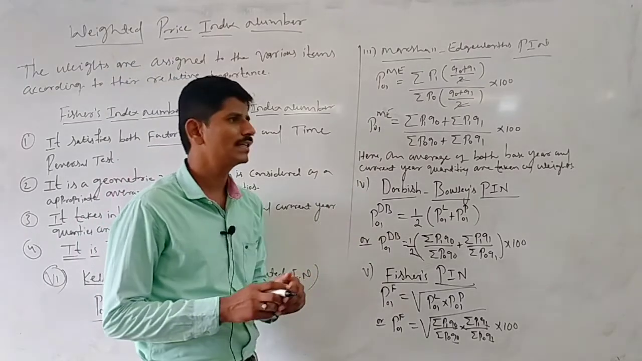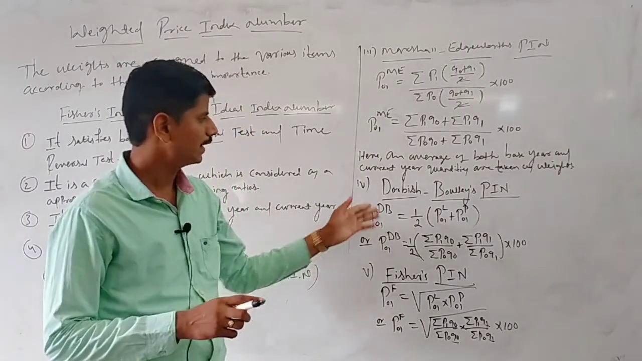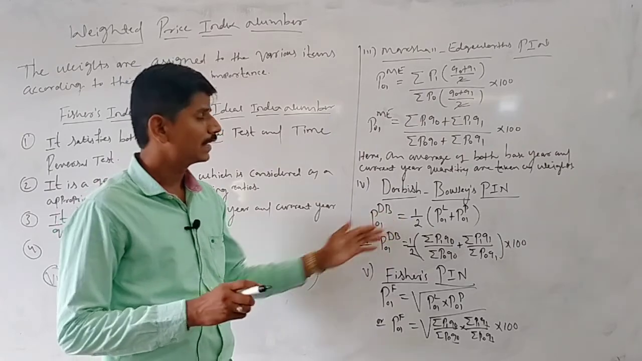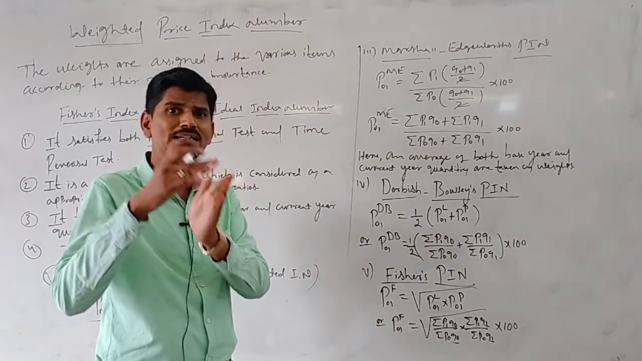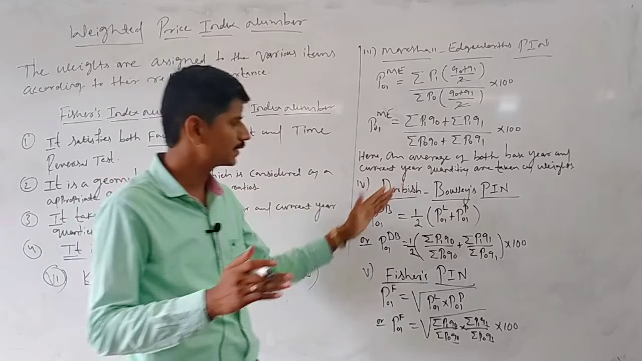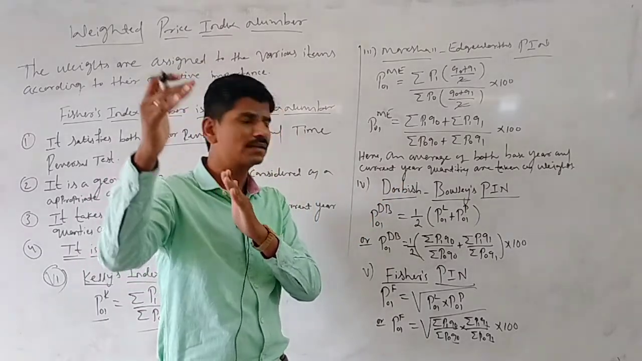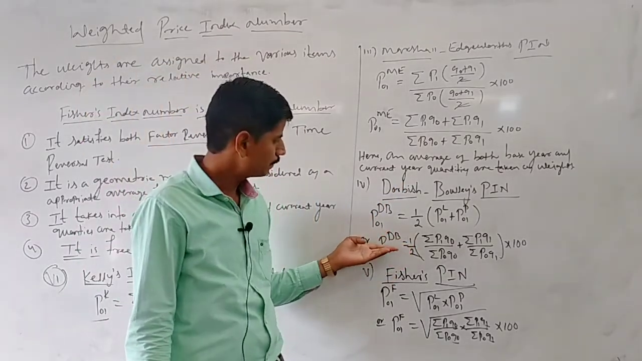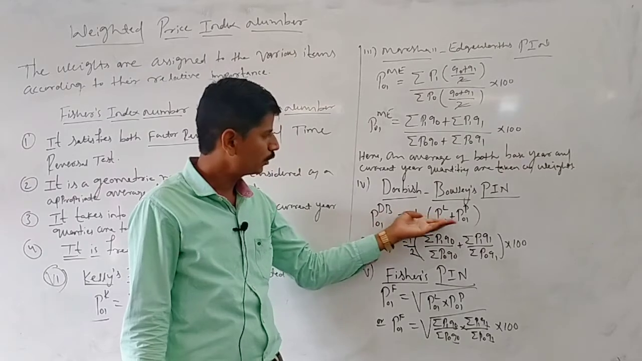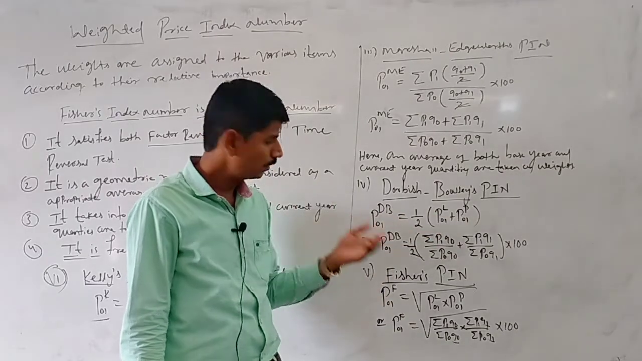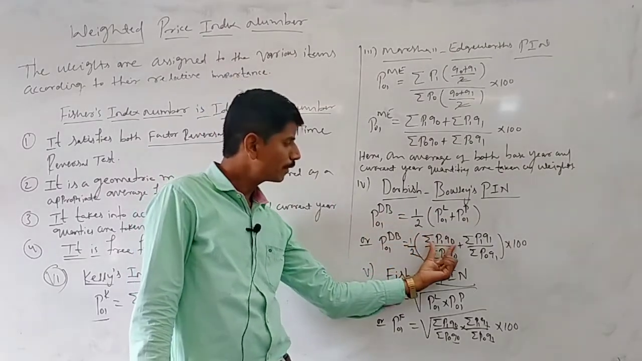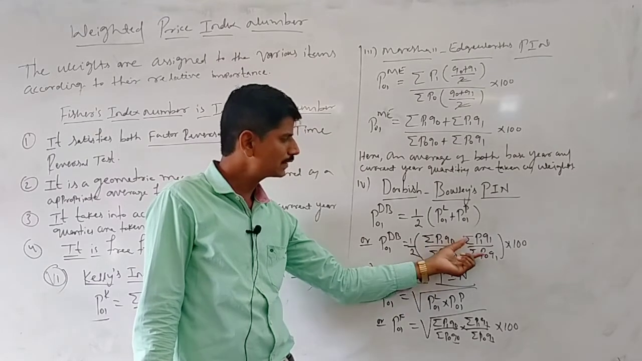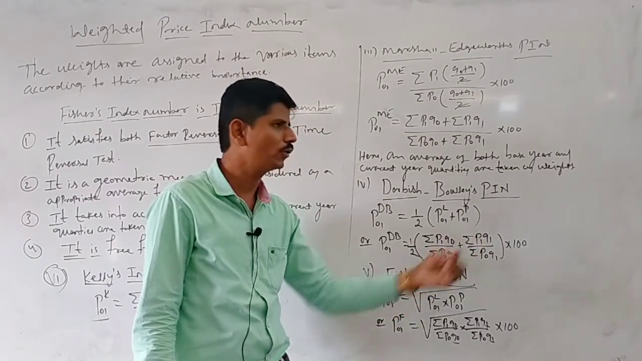The next, fourth one is the Drobisch-Bowley index number. That is P01D, the arithmetic mean of Laspeyres and Paasche's index numbers. That is P01D equal to 1 by 2 into P01L plus P01P, or 1 by 2 into sum of P1Q0 by sum of P0Q0 plus sum of P1Q1 by sum of P0Q1, into 100.